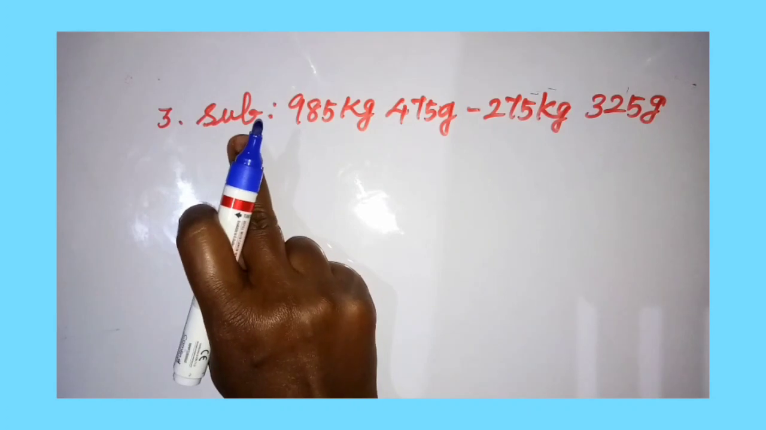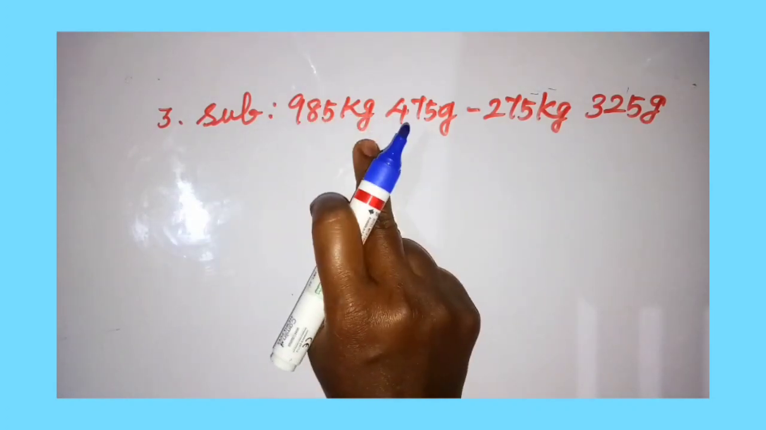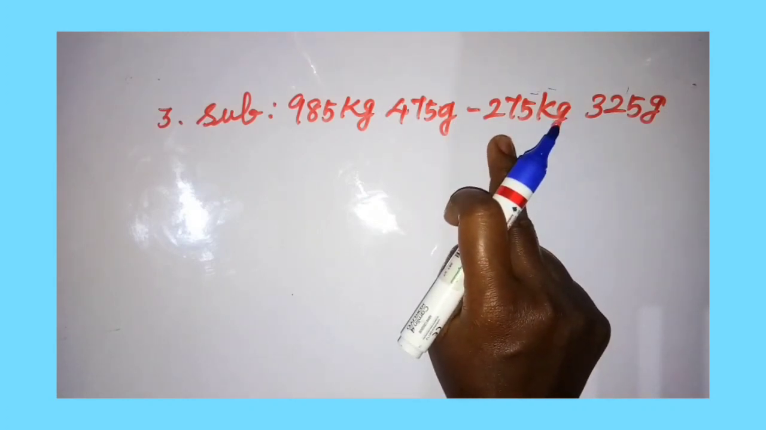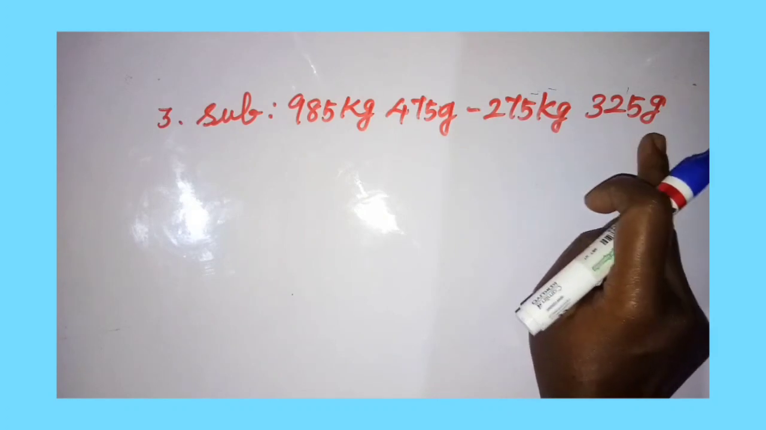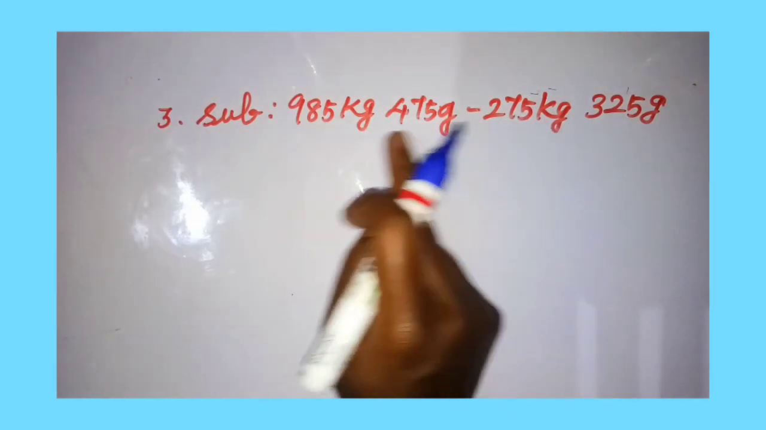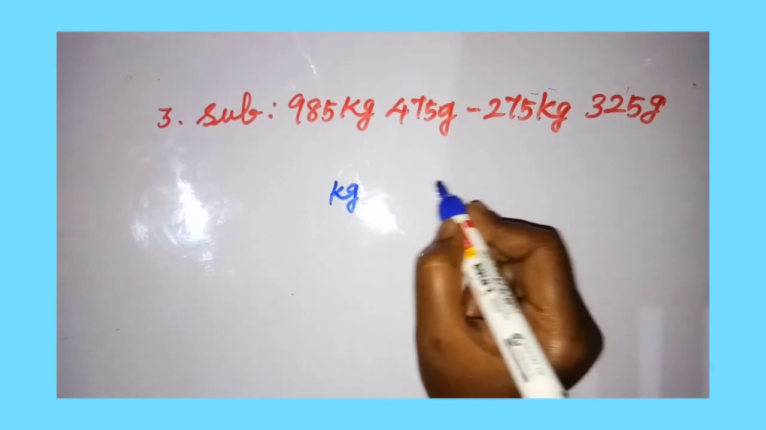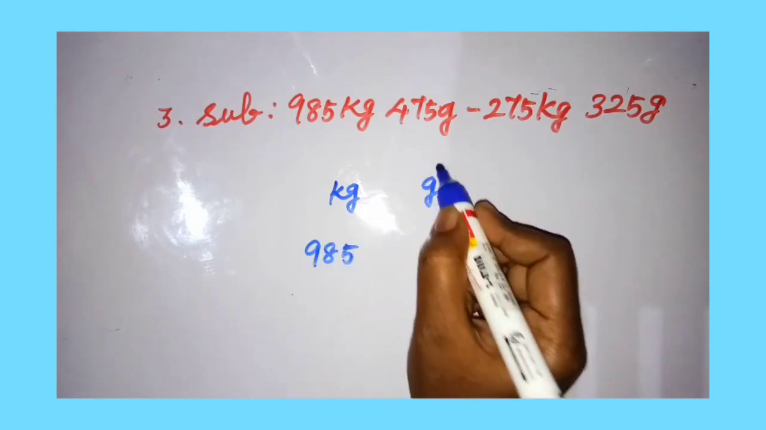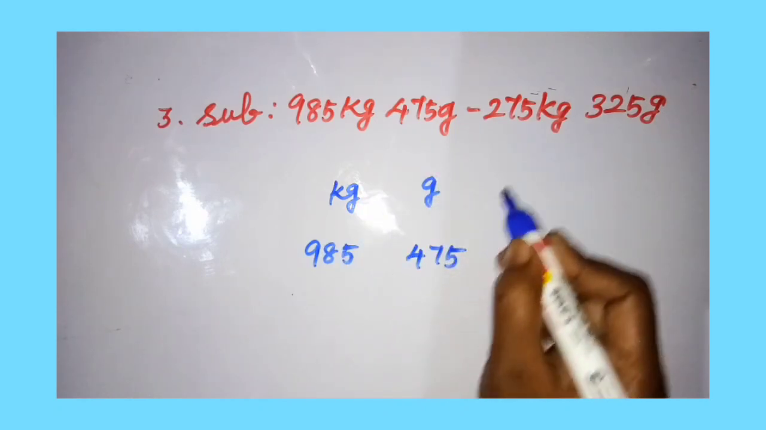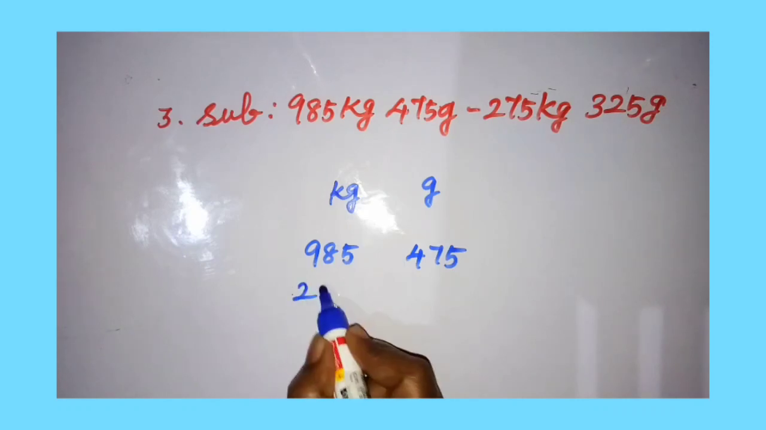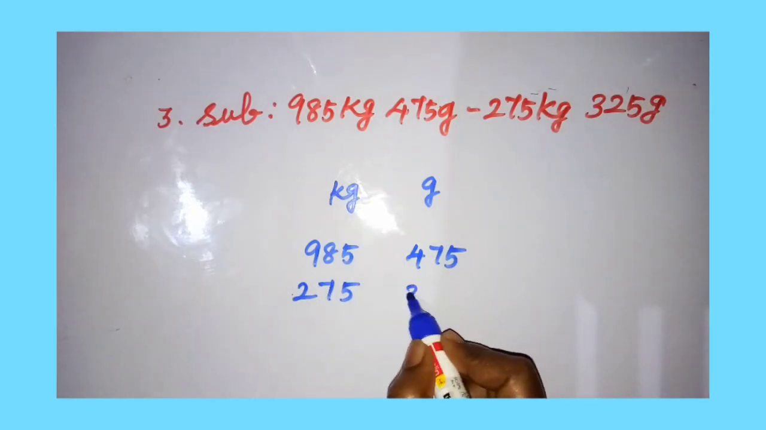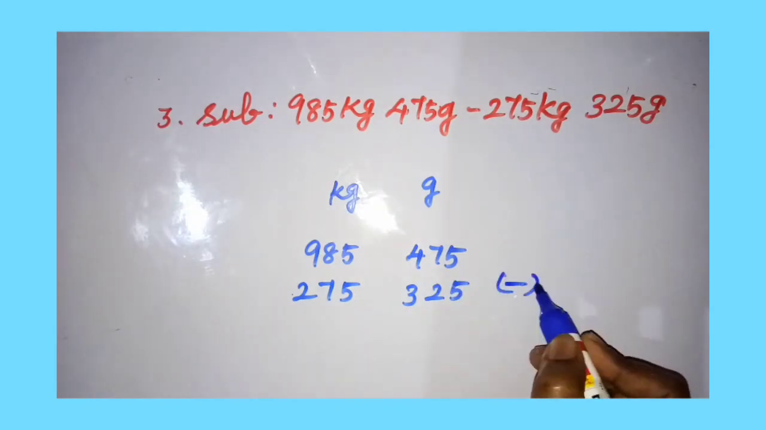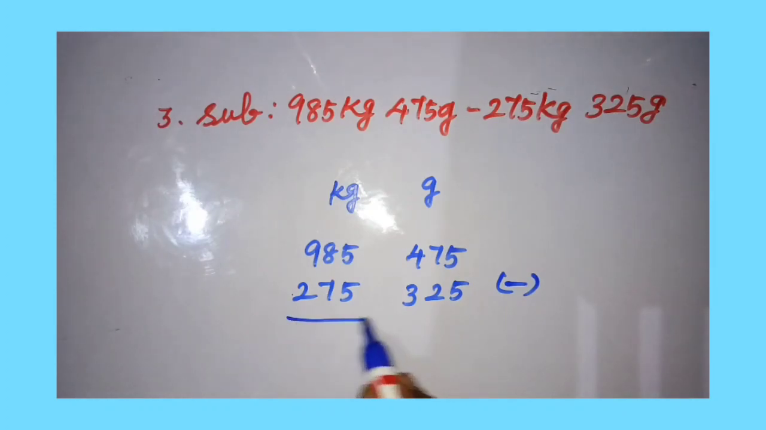Third sum, subtract 985 kilogram 475 gram minus 275 kilogram 325 gram. The given measurement, first we write kilogram, gram. Kilogram value 985, gram value 475. Next kilogram value 275, gram value 325. The sum is subtraction.